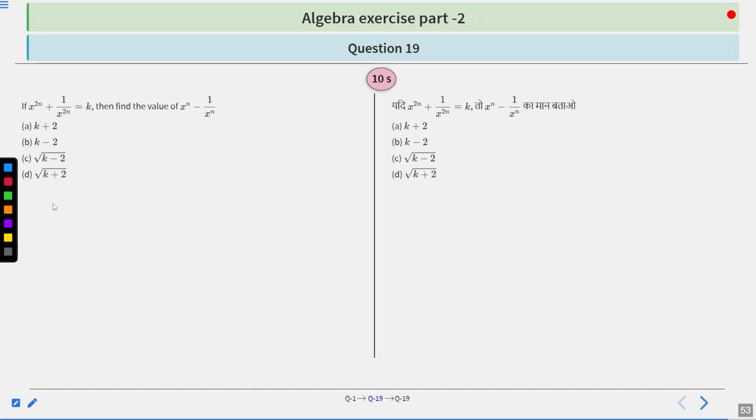Next, if x raised to power 2n plus 1 upon x raised to power 2n is equal to k, then find the value of x raised to power n minus 1 upon x raised to power n. And the options are option A, k plus 2, option B, k minus 2, option C, under root k minus 2, and option D, under root k plus 2. These are the options. And I'm giving you 10 seconds to find out the correct answer. After that, I will do the solution.